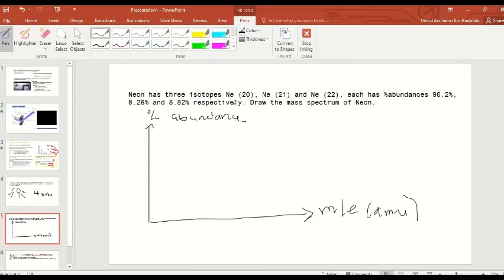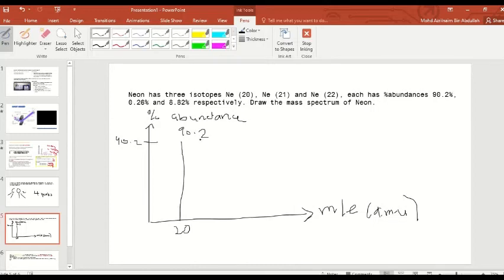Okay, so let's see yang paling banyak sekali siapa dekat sini yang paling abundance. Yang paling abundance adalah neon 20. So katakanlah dekat sini 90.2. Okay, so lukislah dia punya peak dekat sini. Sorry, line pun tak lurus, so letak dekat sini 20. Okay, so label 90.2.